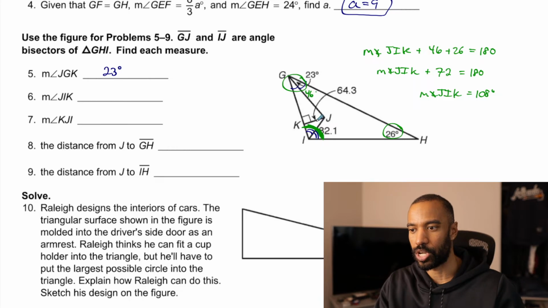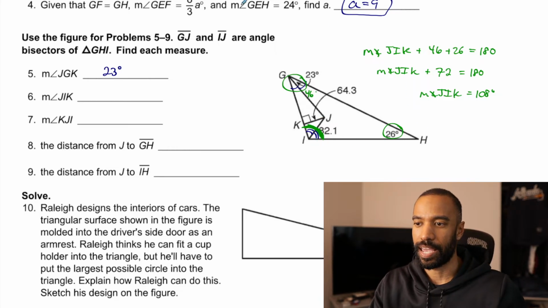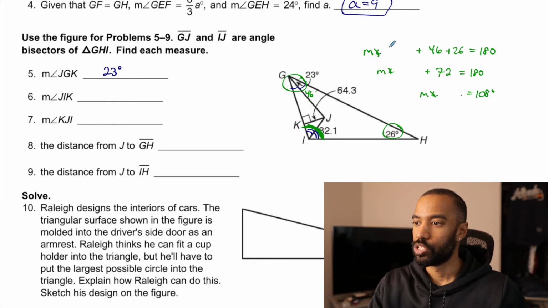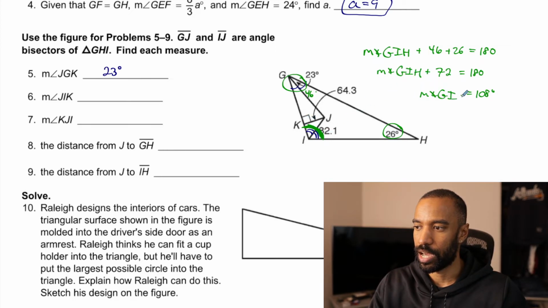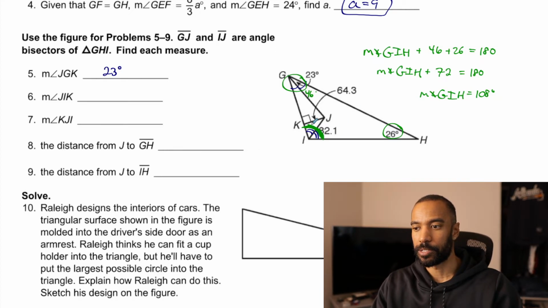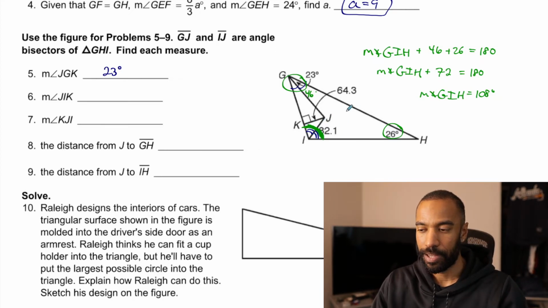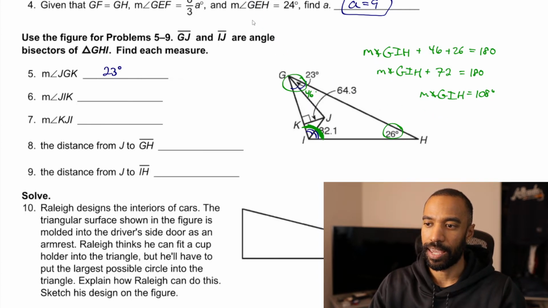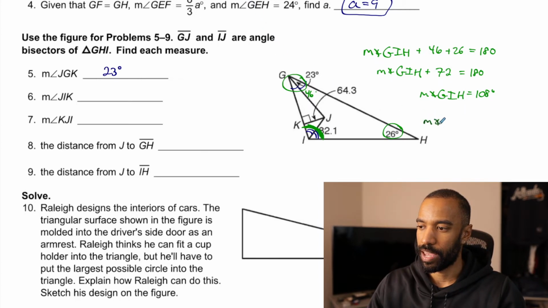I'm sorry, I said JIK. That is GIH. Let me say that one more time. I was saying the wrong thing. I'm talking about the entire angle, GIH. My bad. JIK will be half of that. So GIH, the entire thing, or KIH, GIH. So that's 108 degrees. So JIK will be half of the measure of angle GIH. Measure of angle JIK is 1/2 the measure of angle GIH.